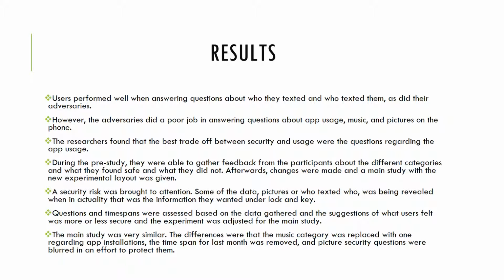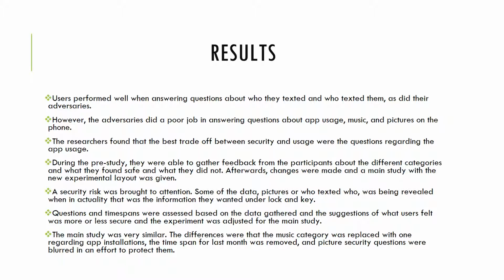Results. During this pre-study, they were able to gather feedback from the participants about different categories. The participants were asked what types of questions they thought were more secure and which they felt should be removed. Users performed well when answering questions about who they texted and who texted them, as did their adversaries. In some cases, their adversary was the answer to the question. However, the adversaries did a poor job in answering questions about app usage, music, and pictures on the phone.